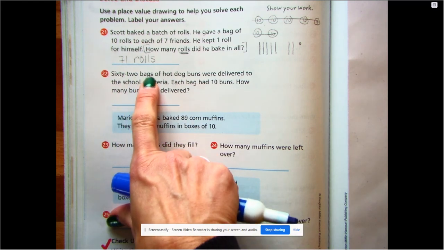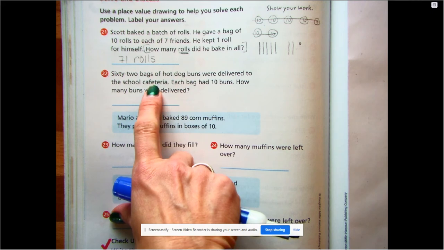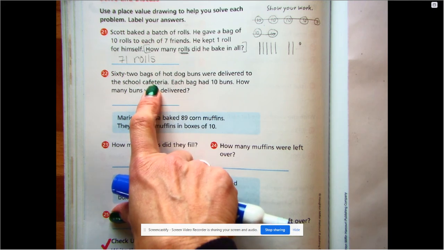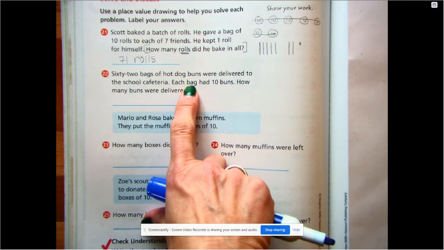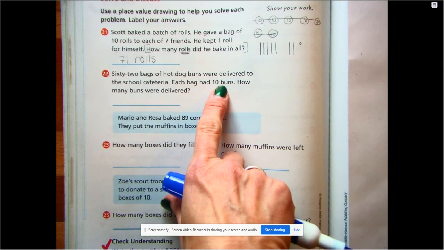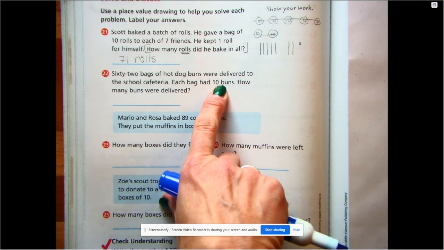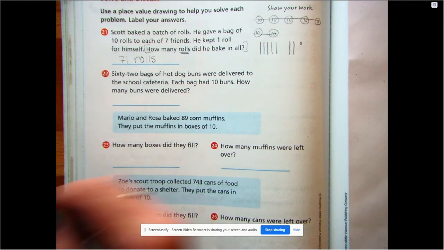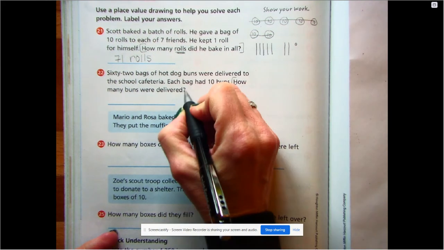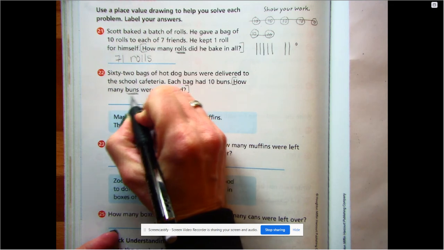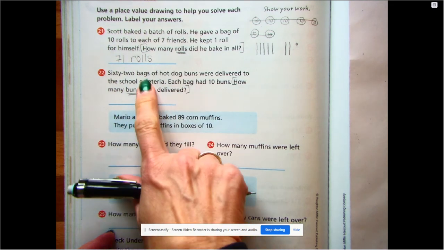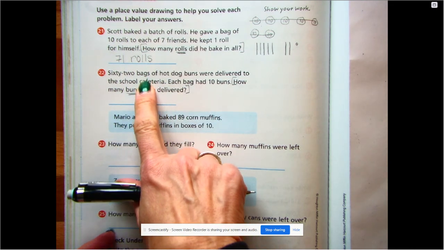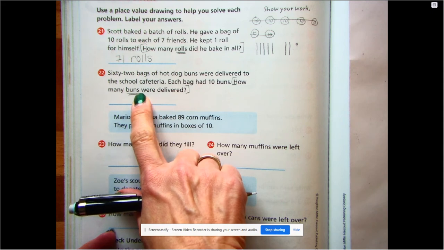62 bags of hot dog buns were delivered to the school cafeteria. So 62 bags. Each bag had 10 buns. So if you can picture a bag of hot dog buns, but there are 10 buns inside. How many buns were delivered? Okay, not how many bags. We want to know how many buns all together.